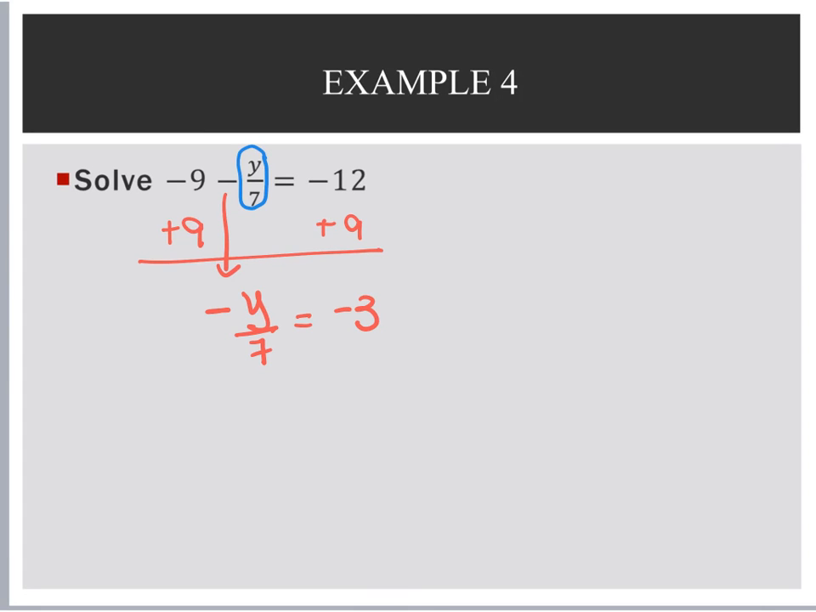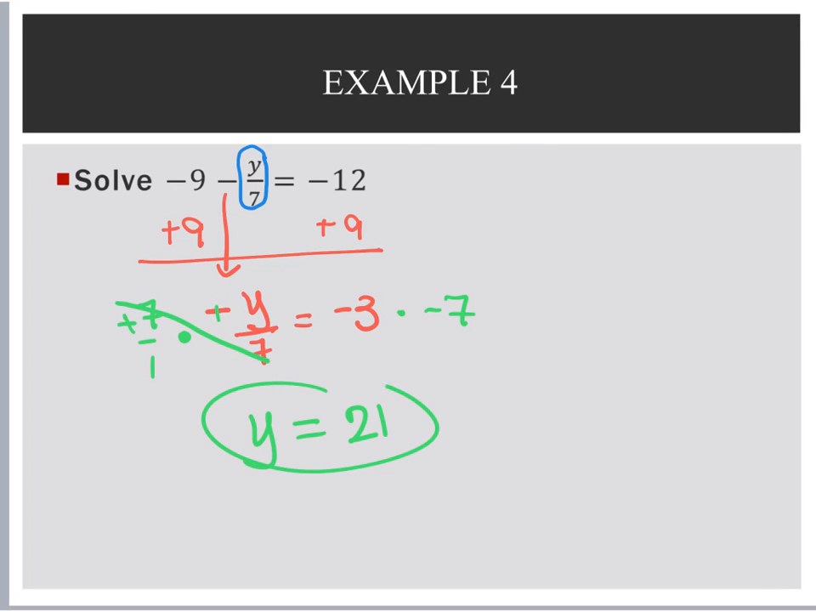And now I need to get y by itself. So y is being divided by a -7. If I multiply both sides by a -7 over 1, my -7s are going to cancel, or my negative is going to become a positive. So that's going to leave me with y equals -3 times -7, which gives me a positive 21.